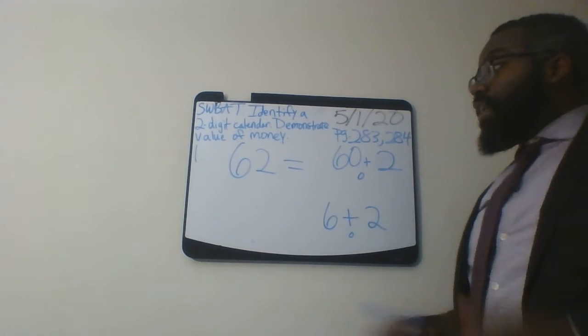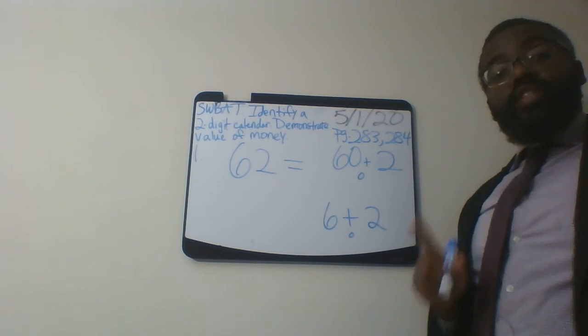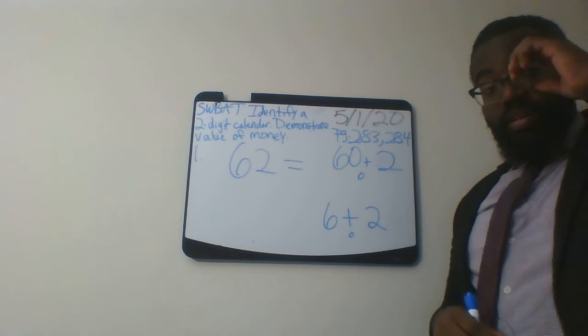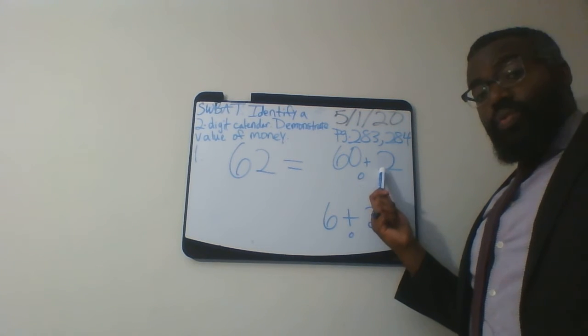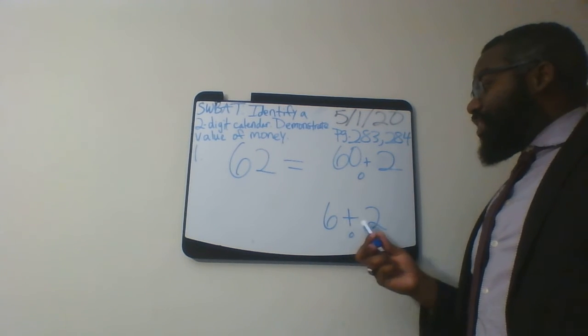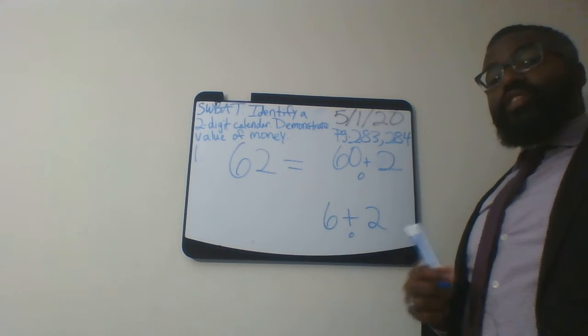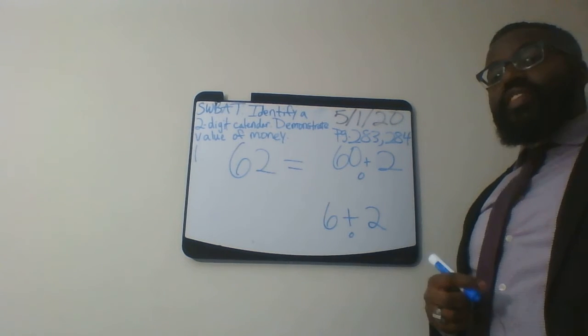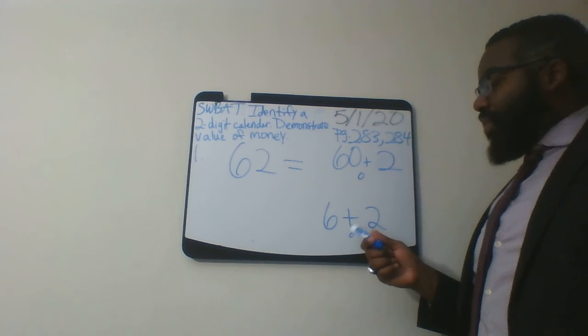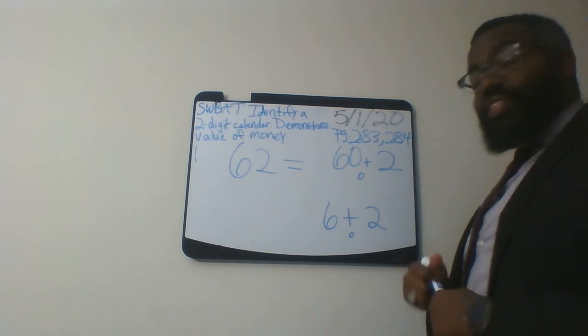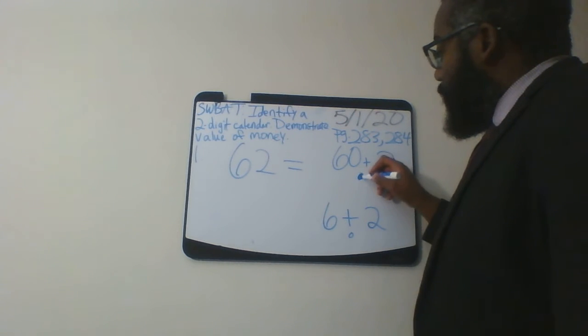All right, the next number we have here is 62. So what two numbers added together will give you 62? Is it 60 plus 2 or 6 plus 2? Which combination of two numbers will give you the answer to 62? Would it be 6 plus 2? No, that's not right. We'll use 60 plus 2. That is correct. So we'll bubble that in.